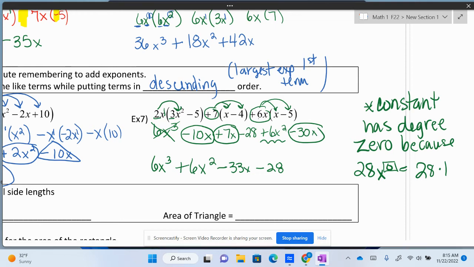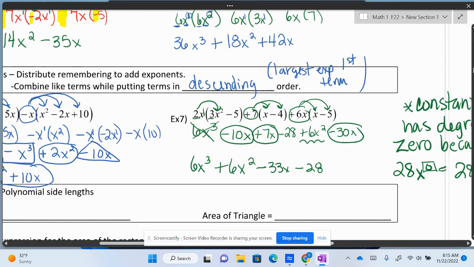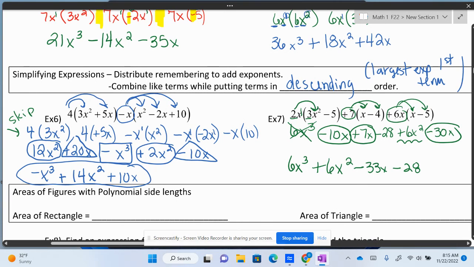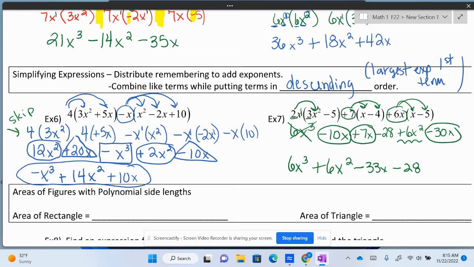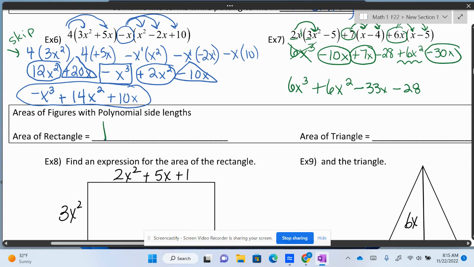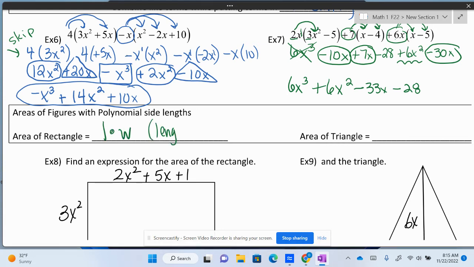I think the notes are pretty short and sweet today. So we're going to move down to areas of figures with polynomial side lengths. So our first one is going to be a rectangle and then the triangle. So we need to figure out the formula. Someone tell me the area of a rectangle. Yeah, I heard someone say it. It's L times W, length times width.